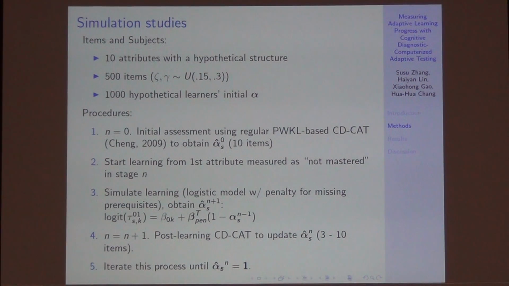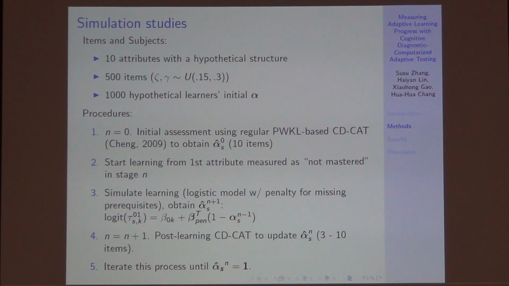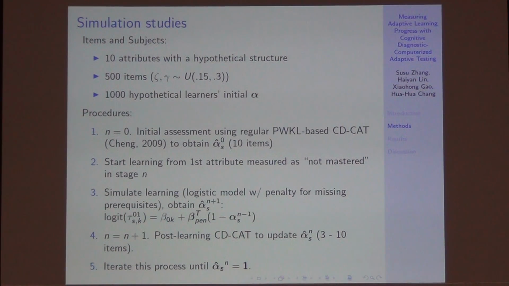At the initial time point, when n is equal to 0, we administer the students an initial assessment using a regular PWKL-based CD-CAT, and the test length is fixed at 10 items. And then we iterate the adaptive learning procedure by starting the learning from the first attribute measured as not mastered at stage n, and then simulate the learning using a logistic model, with the intercept being the overall difficulty to acquire this skill and penalties for missing prerequisites.